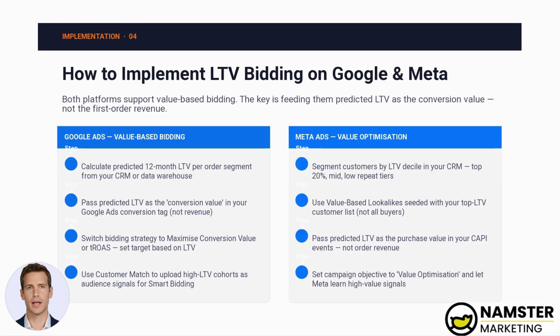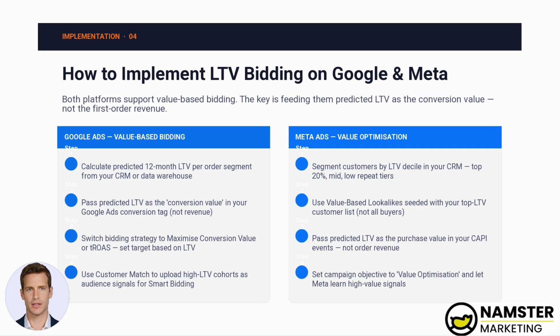Implementation on Google and Meta is straightforward once you have the data. On Google Ads, start by calculating your predicted 12-month LTV from your CRM. Pass this value through your conversion tag as the conversion value, instead of the actual order revenue. You then switch your strategy to maximize conversion value or target ROAS based on these LTV figures.